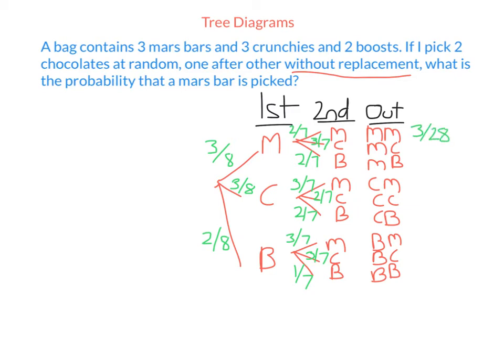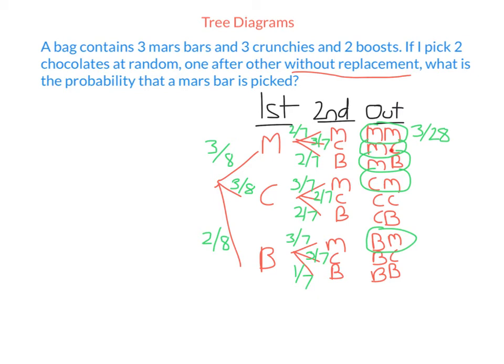That's the probability I get 2 Mars bars. So the probability I'm after is that I get a Mars bar. So let's circle the ones that have a Mars bar. Well, if I get 2 Mars bars, then I got a Mars bar. If I get this, or this, I get a Mars bar. And if this happens, I get a Mars bar. So rather than calculate the probability of all 9 events, I'm just going to calculate the probability of these circled ones that are of interest to me.